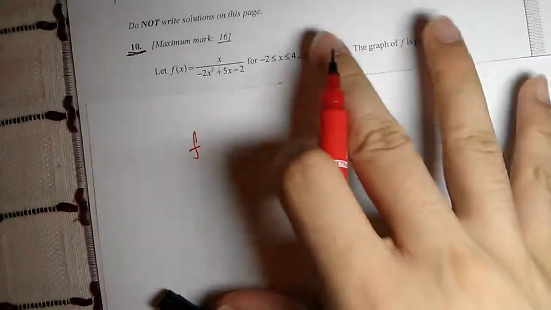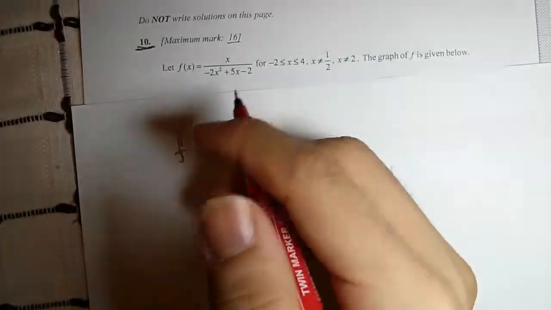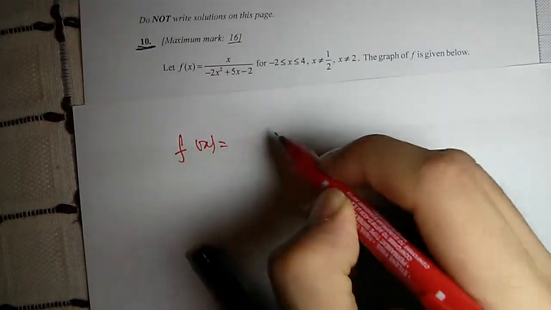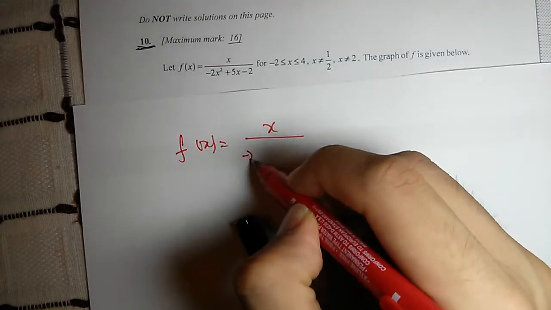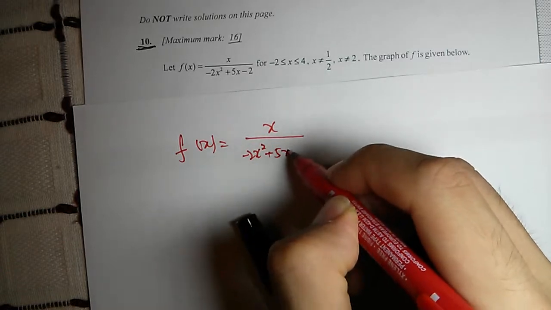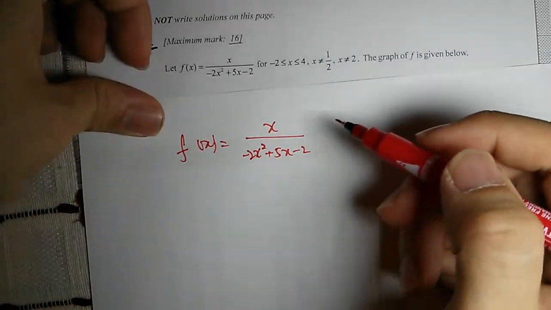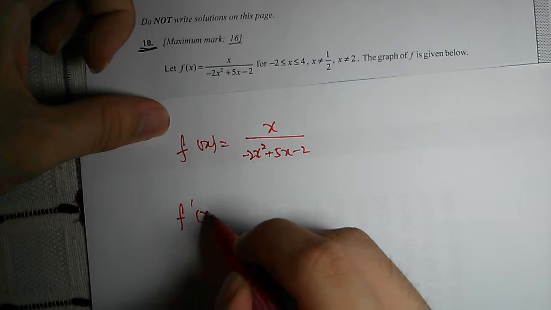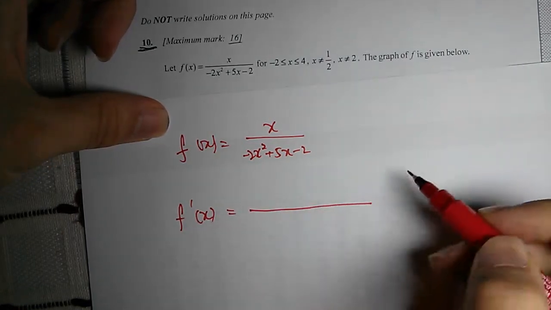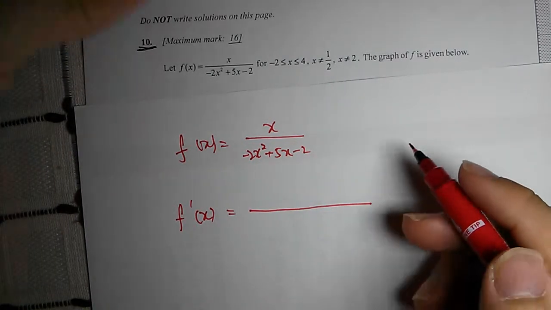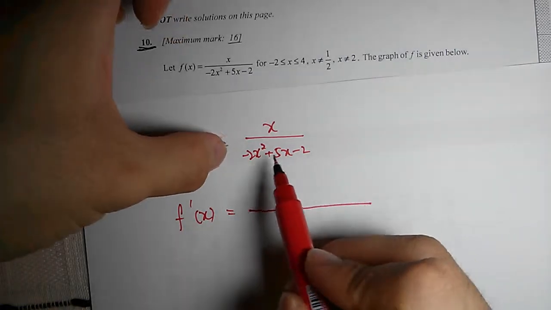Sorry for the turn, let me adjust the camera. f(x) equals x over negative 2x squared plus 5 minus 2. You have to remember the quotient rule. If not, go to the formula booklet. You have to understand what it's talking about. This is my way of remembering it. Do it your way, it will be the same anyway.